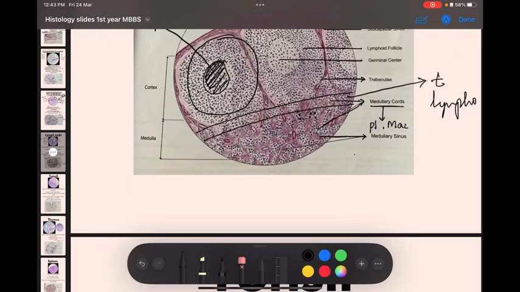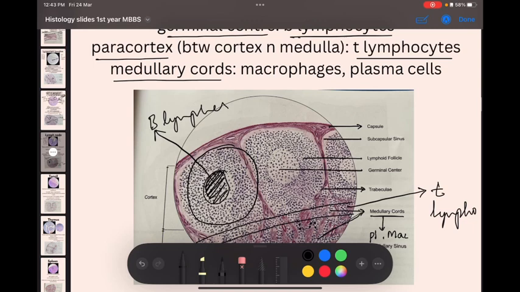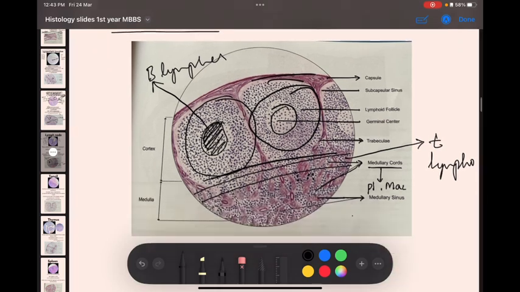Okay, so let's revise again. Capsule, subcapsular space, lymphoid follicle, germinal center, paracortex.